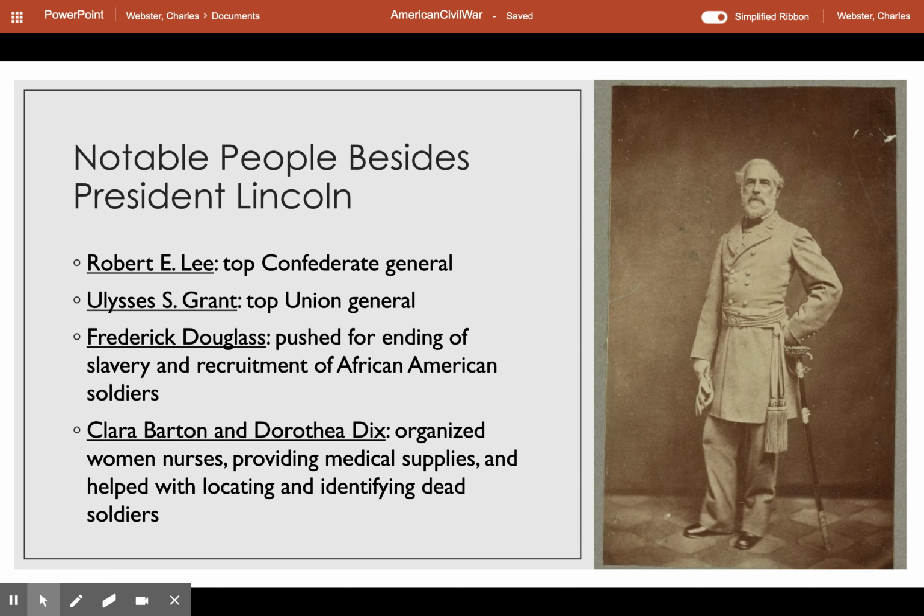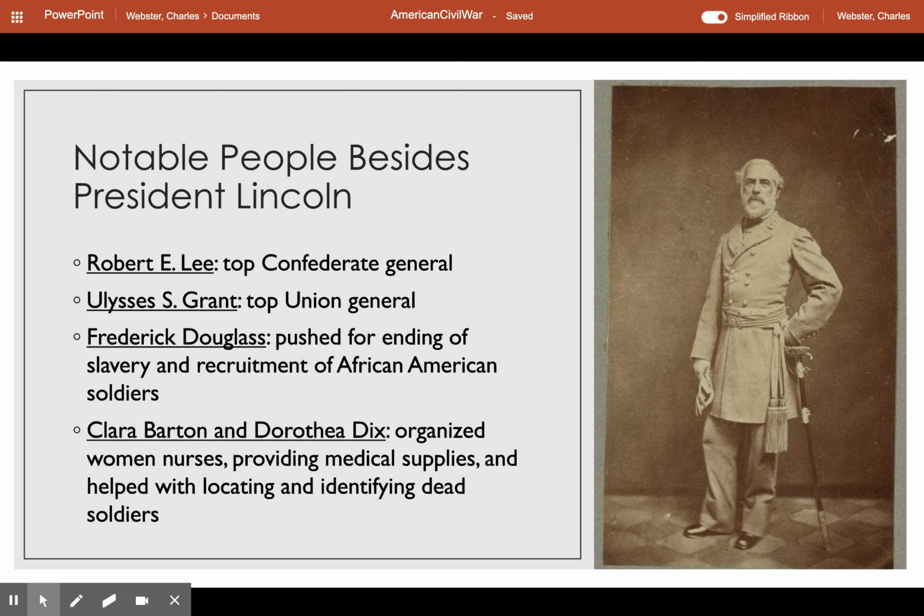So some notable people in the Civil War you may have heard of, besides President Lincoln. You had Robert E. Lee. He was the top Confederate general. You may have heard his name because there are different universities and schools around the country. You had Washington and Lee University, for example. And Robert E. Lee was actually president of that university after the Civil War, and he was buried on that campus.